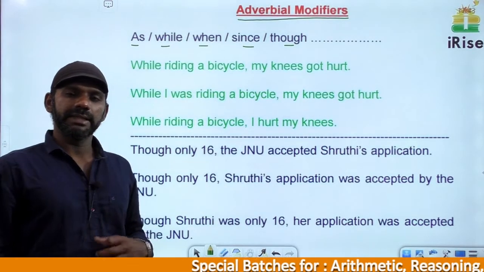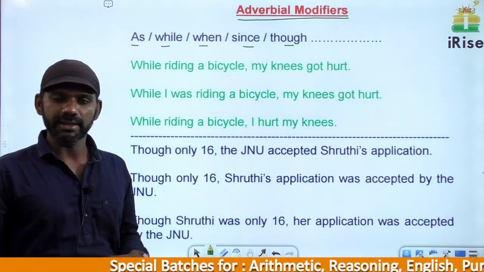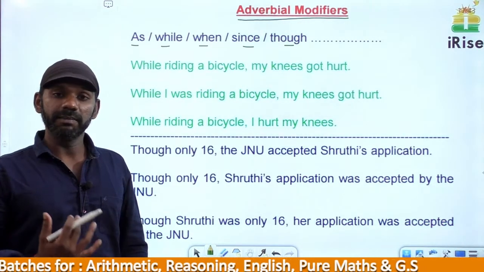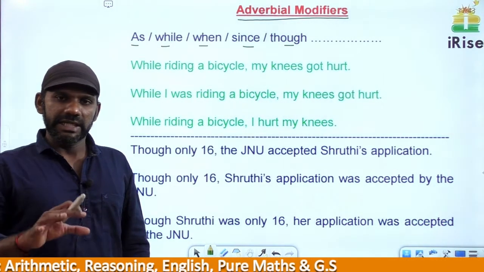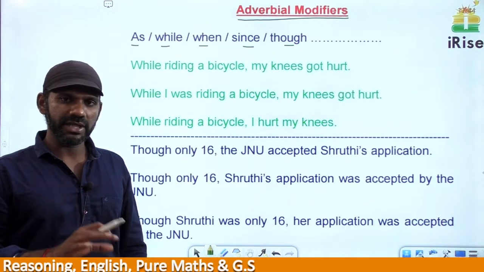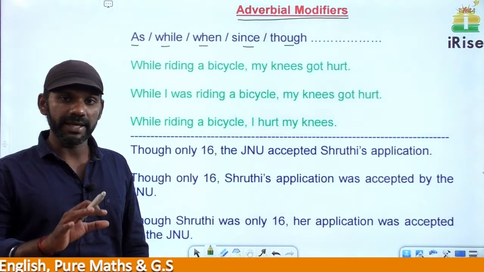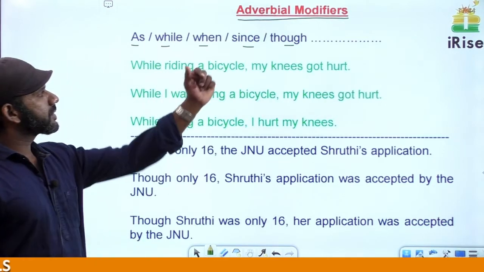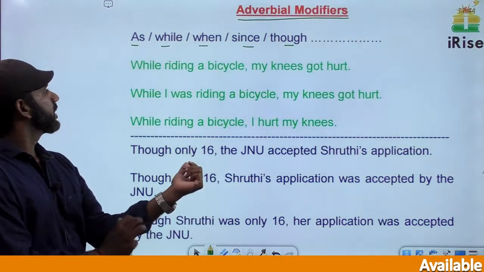I told you earlier, in a sentence an object is not necessary, may be there, may not be there. But a subject and a verb must be there in every sentence. If a sentence does not contain a subject or a verb, that sentence is grammatically wrong. Now the rule is this, listen. These words are called adverbial modifiers.